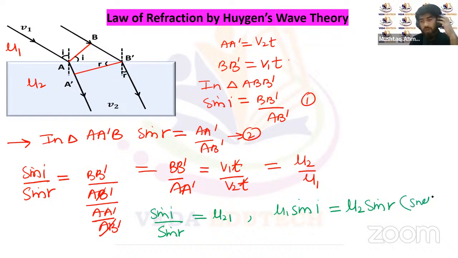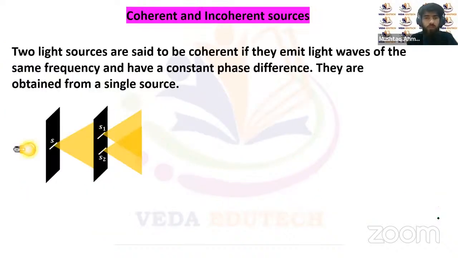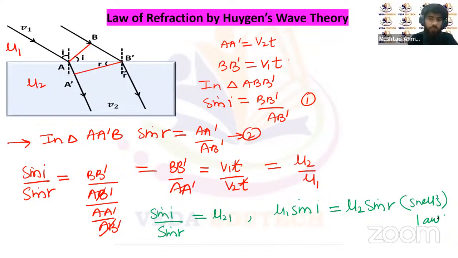According to Huygens theory, Snell's law: mu1 sin i is equal to mu2 sin r. This is the law of refraction, or Snell's law. So this is how we can prove the laws of refraction using the Huygens principle.